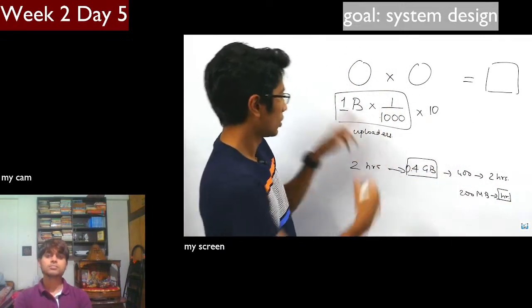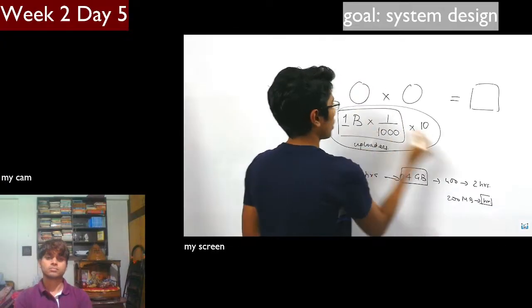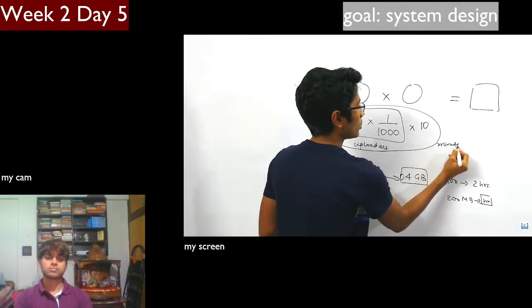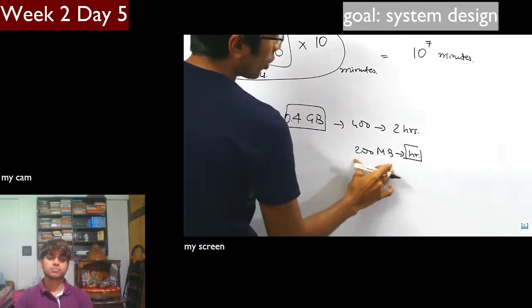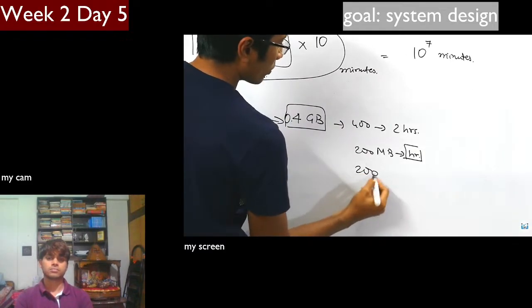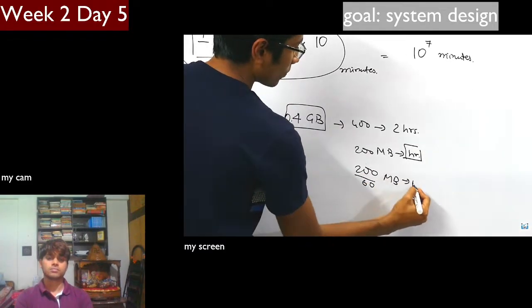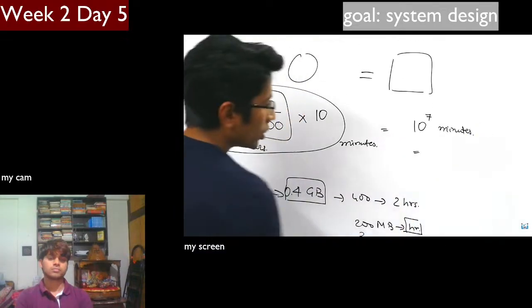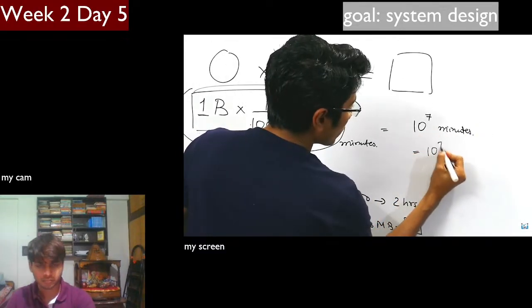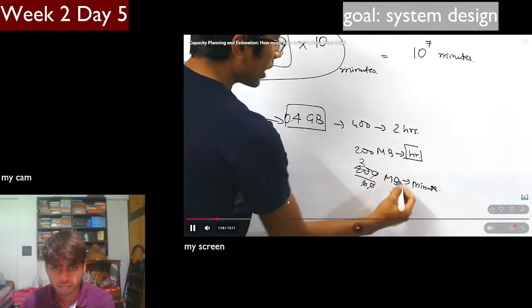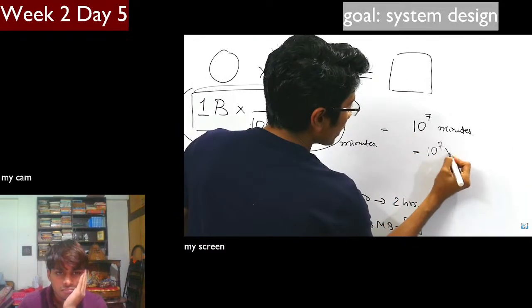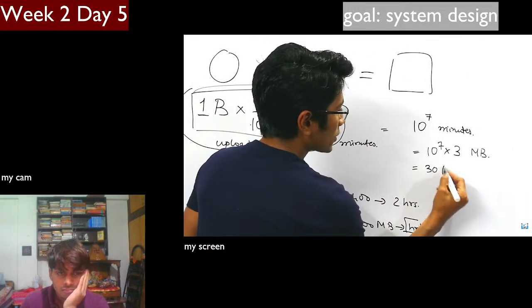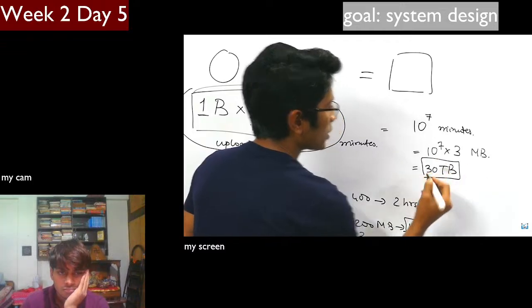You have the total number of minutes being expressed by this number, which happens to be 10 raised to the power 7 minutes and 200 MB per hour. So that is 200 by 60 MB per minute. So 3 MB per minute. The total amount of data you need here is 10 raised to the power 7 into 3. 30 terabytes of data is required here.